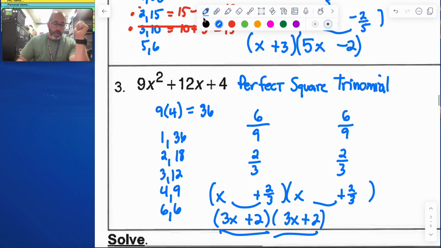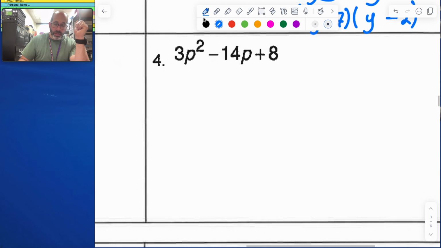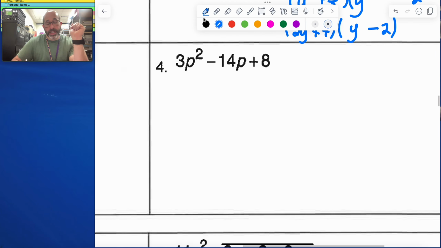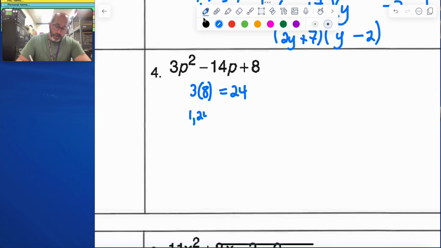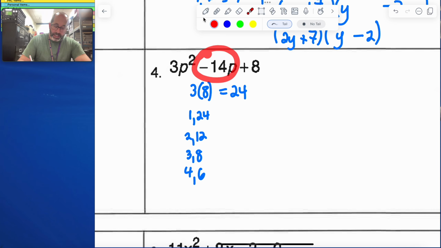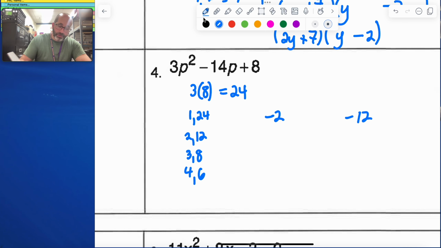Okay? All right, let's take a look at number 4. Be careful. We got p's in this problem now, not x's. Same process. We got 3 times 8, which is 24. Factors of 24 are 1 and 24, 2 and 12, 3 and 8, 4 and 6. We are trying to get a negative 14. The only way we can get that is with that 2 and the 12. And in order to do that, we're going to have to go a negative 2 and a negative 12, because those will give me a negative 14.